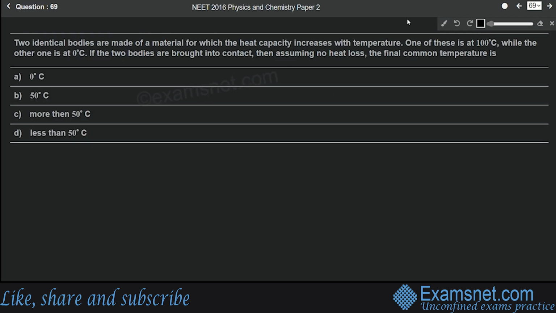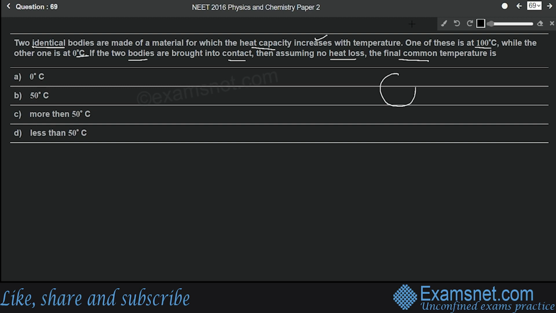Question number 69 is from the chapter Thermal Properties of Matter, and the question is: two identical bodies are made of a material for which the heat capacity increases with temperature. One of these is at 100 degrees Celsius while the other one is at 0 degrees Celsius. If the two bodies are brought into contact, then assuming no heat loss, the final common temperature is.